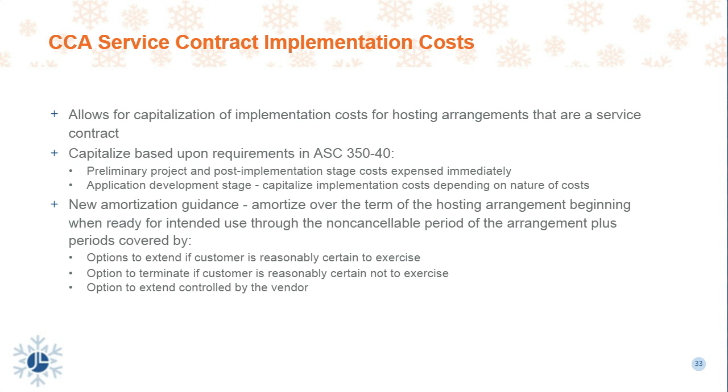If it's preliminary or post-implementation stage costs, you're required to expense those immediately, so that's very clear now. There's also new amortization guidance where you amortize over the term of the hosting arrangement, beginning when the software is ready for its intended use, through the non-cancelable period of the arrangement, plus the options that you see here. So if you have a monthly type service contract, you wouldn't start expensing those until the software is placed into use and ready to be used.